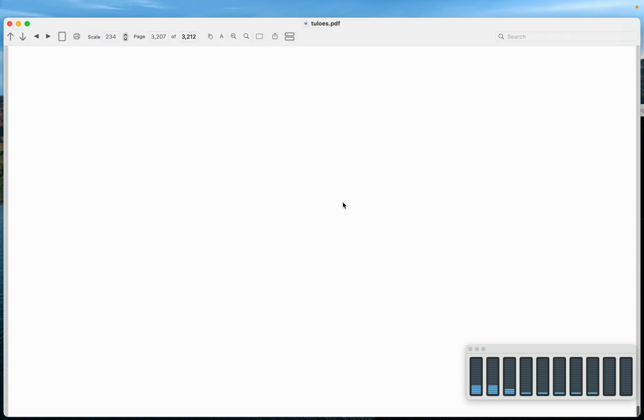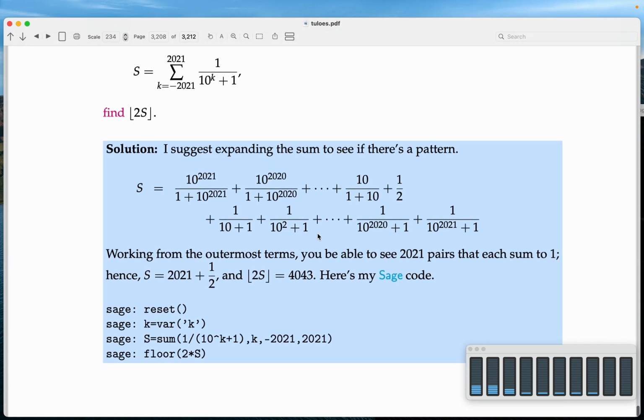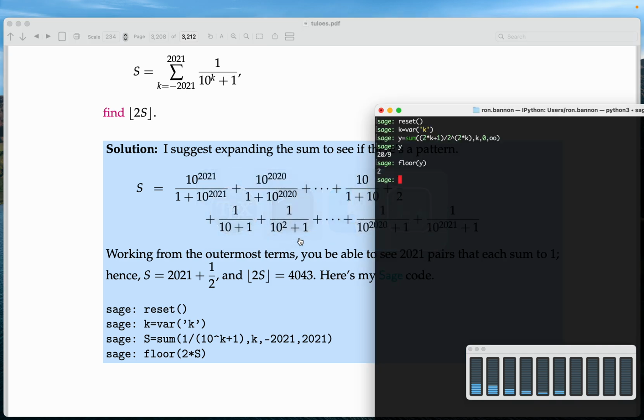Now, I don't know that looking at it, but what I did was I did the paper and pencil, and then I saw the pairings, and then I said, well, let me check to make sure I didn't lose something in the pairing of it. So let me go back to Sage, and I'm gonna clear the screen again.